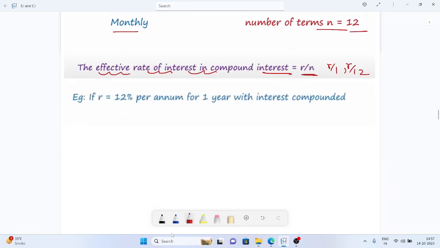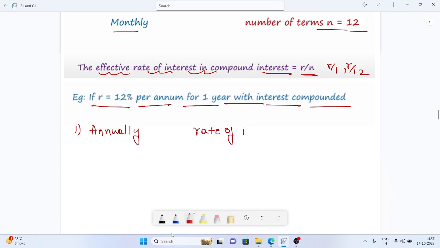Okay, so what is given in the question: r equals 12% per annum for 1 year with interest compounded. First he asked, let's say, what is the effective rate of interest when we calculate annually. First you tell me, for annually, what is the value of n? Here n equals 1. So the effective rate of interest will be 12 by 1, which is 12, right?